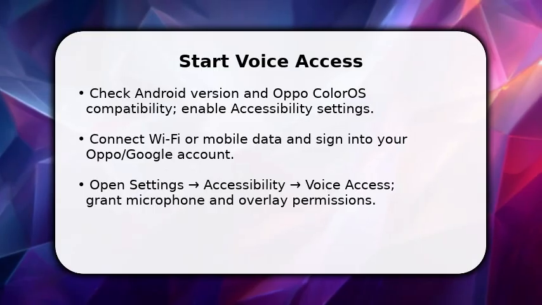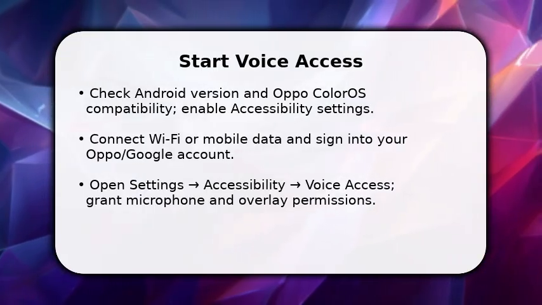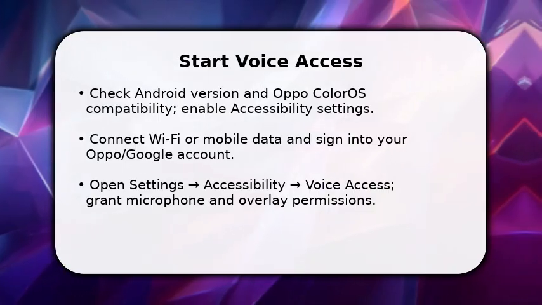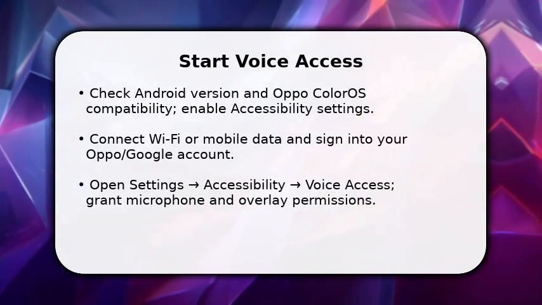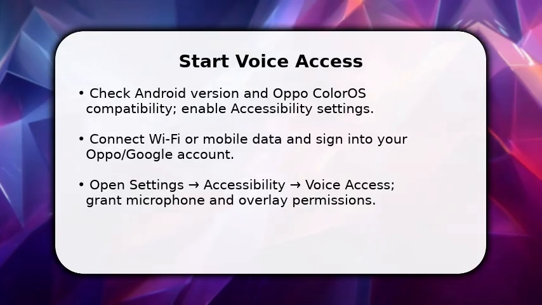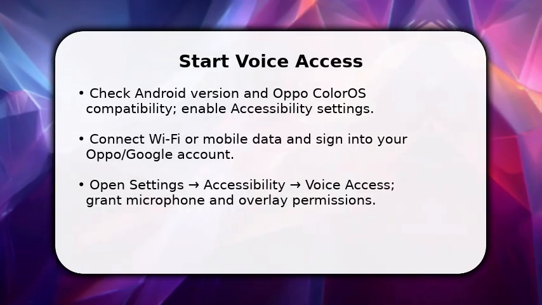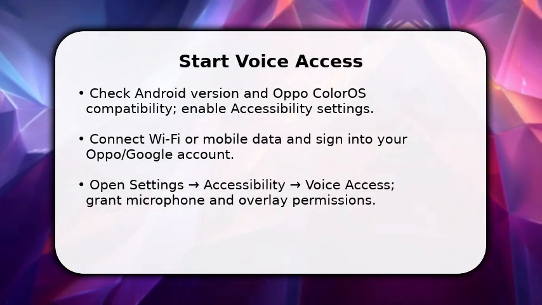You begin by confirming compatibility and permissions so voice access can work reliably. Open Settings and go straight to Accessibility. This is where the feature lives. Turn on voice access and grant microphone, overlay, and any prompt permissions. These let the system listen and show on-screen controls.